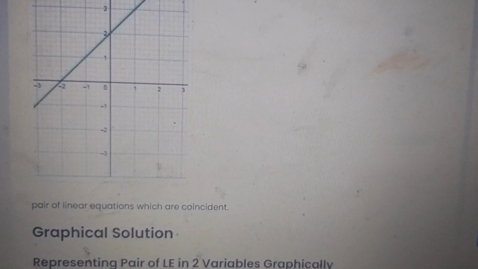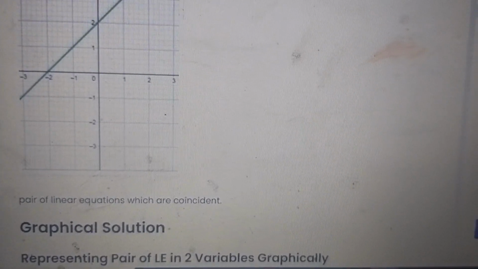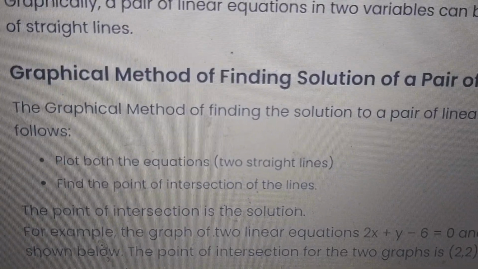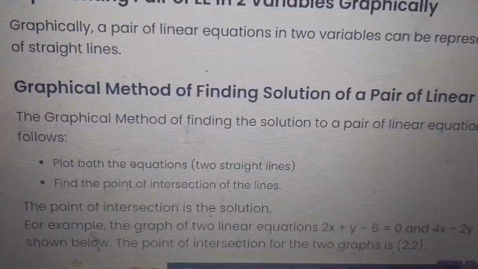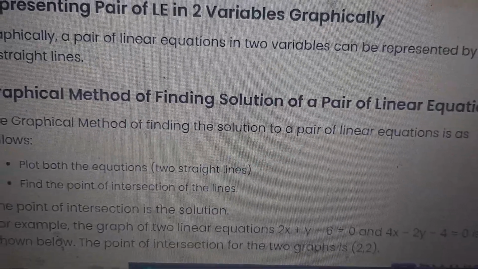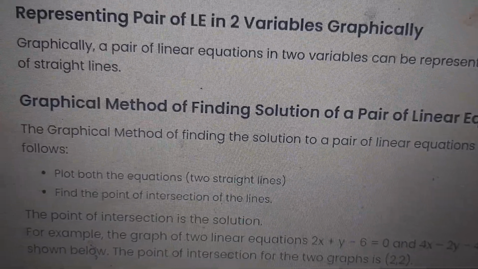Graphical solution. What is the graphical solution? A pair of linear equations in two variables we can represent graphically. Graphically, we can plot both the equations as two straight lines and find the point of intersection of the lines. The point of intersection is the solution. For example, here two lines are given, and the point of intersection is 2 comma 2. Then how will we represent this?